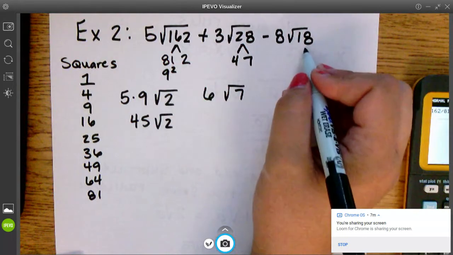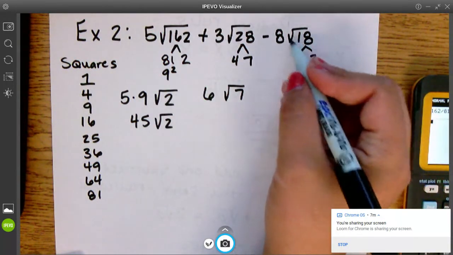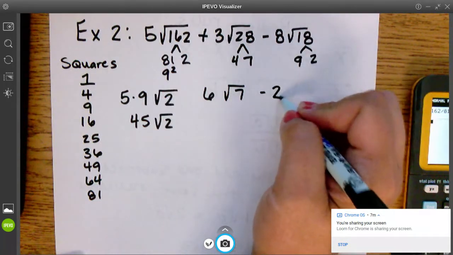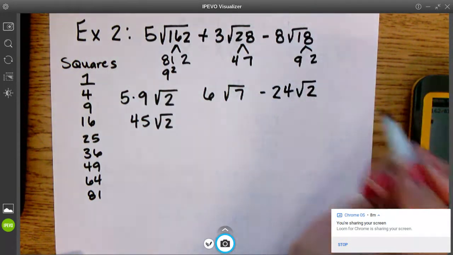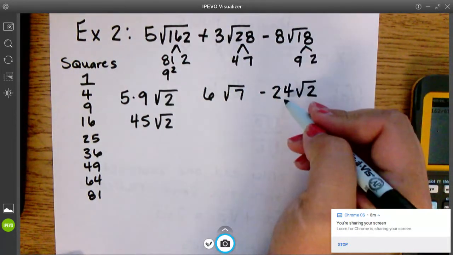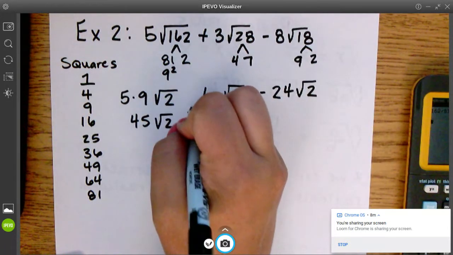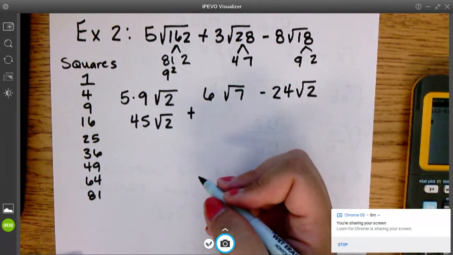18 has a 9. That's 9 and 2. I don't know why I'm writing them in different orders. The square root of 9 is 3. So that's 24 with a radical 2. Square root of 9 is 3. 3 times 8 is 24. Okay, and this was a plus. And that was a minus.